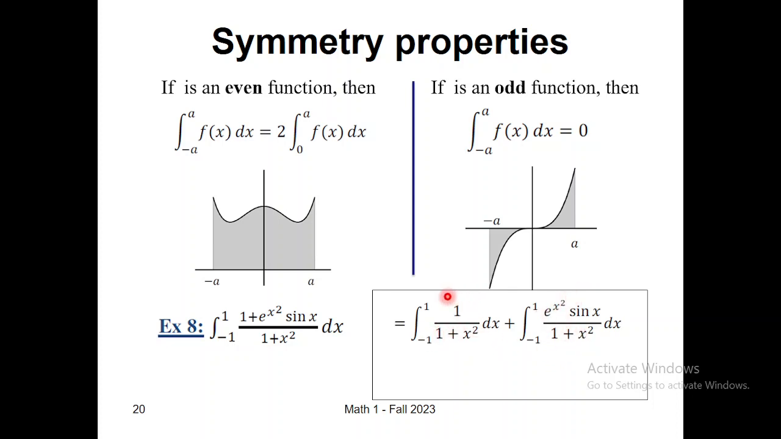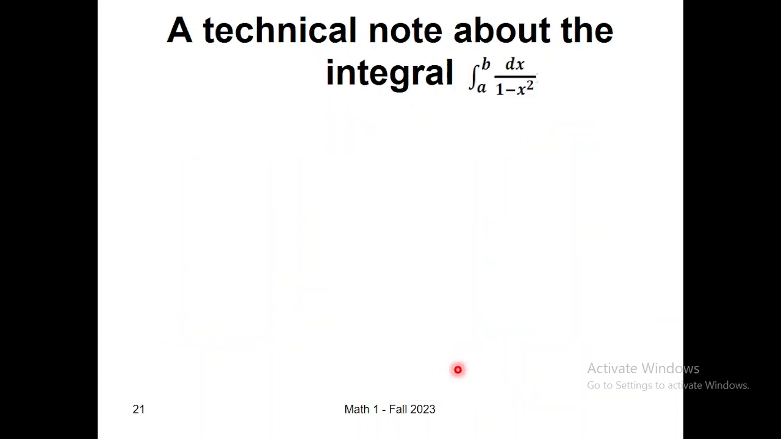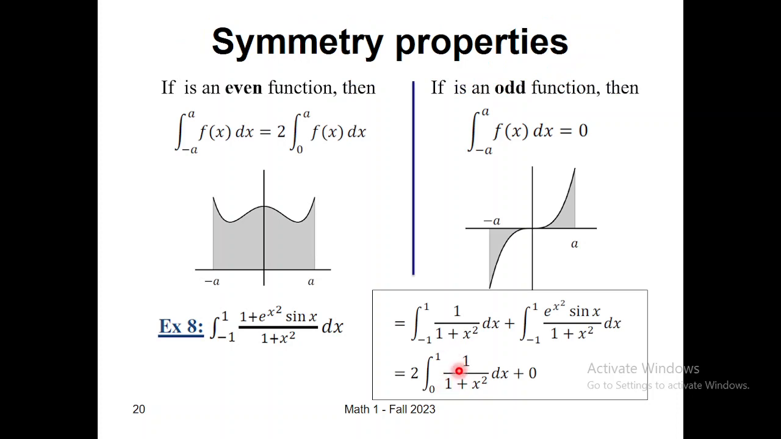And for the other part, this is an even function. Because this is an even function, you can replace it with double the integration from 0 up to 1. And now you can find the integration of this function using the fundamental theorem of calculus by finding first the antiderivative of this function, which will be tan inverse x. And then substitute with the limits to calculate the final answer. Tan inverse 1 will be pi over 4 and tan inverse 0 will be 0. So it is pi over 4 minus 0, which is pi over 4.